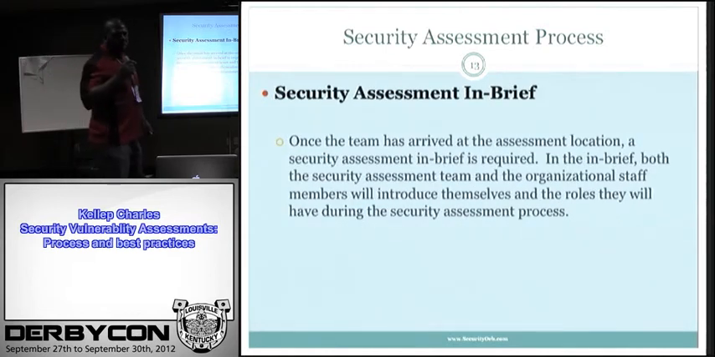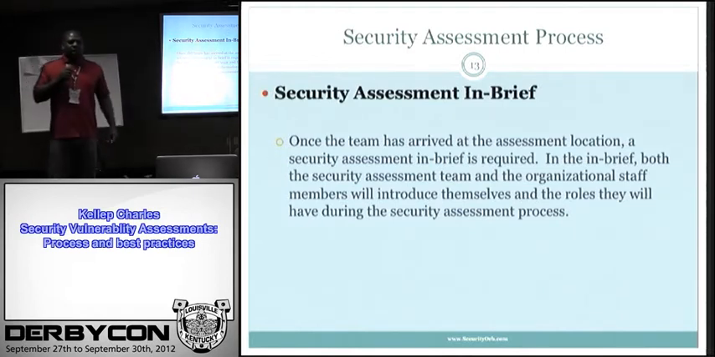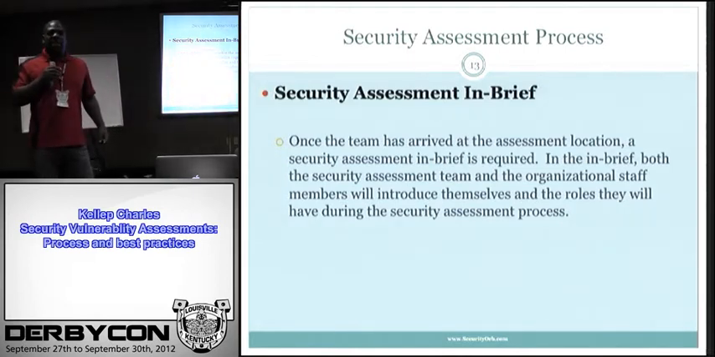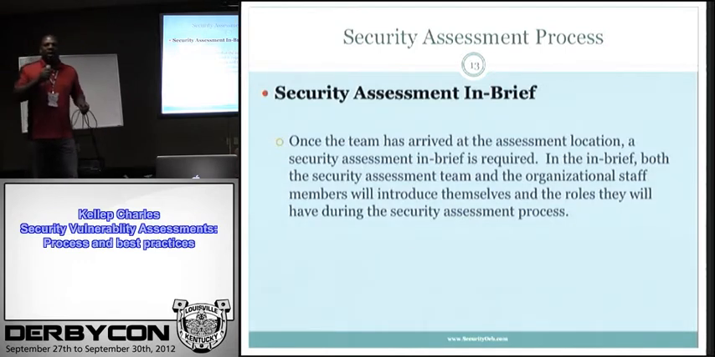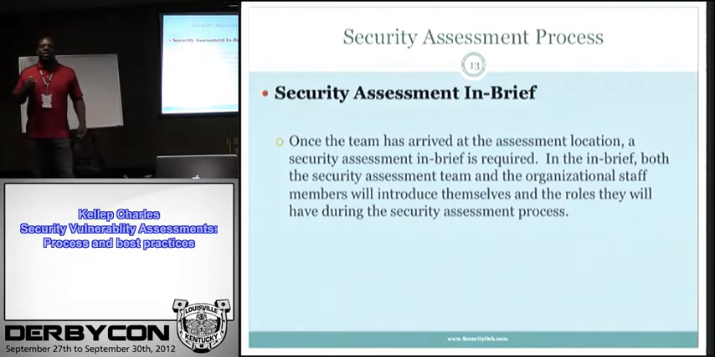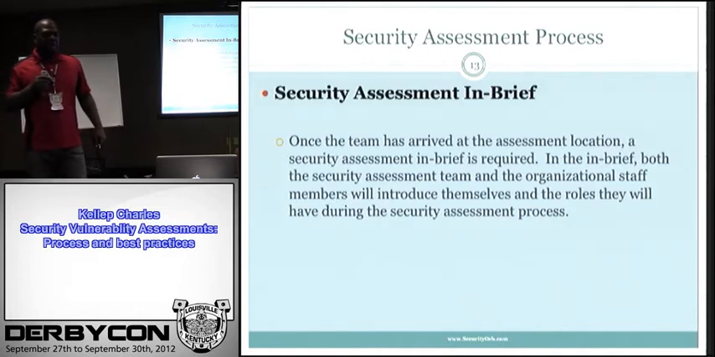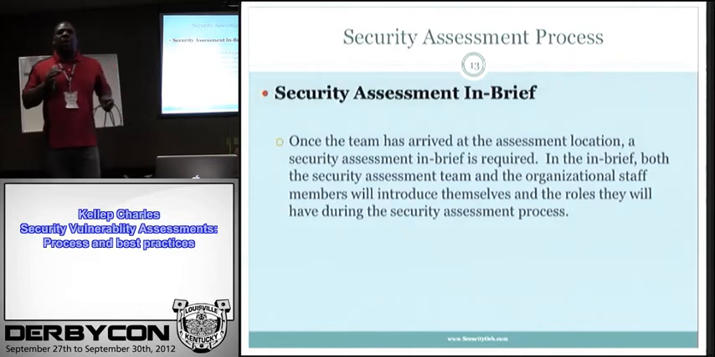From there, you have the security assessment in-brief. This is where you meet the security group that you're about to assess. It may be local, it may be something that you have to travel to. But basically, once you get there, you meet with all the managers and all the people of interest. You sit down with the network administrators and the management.